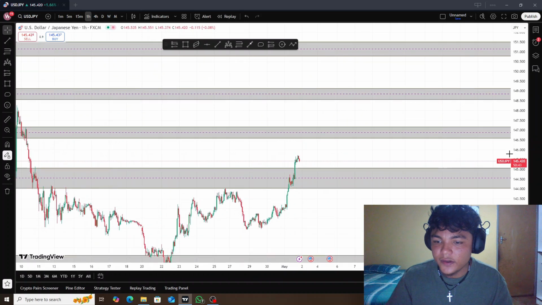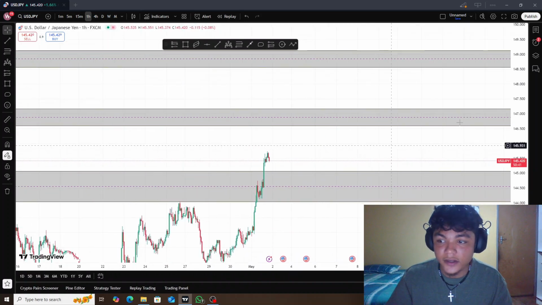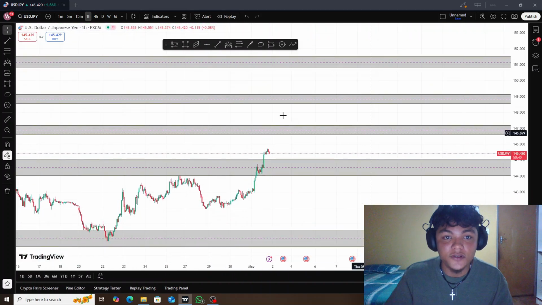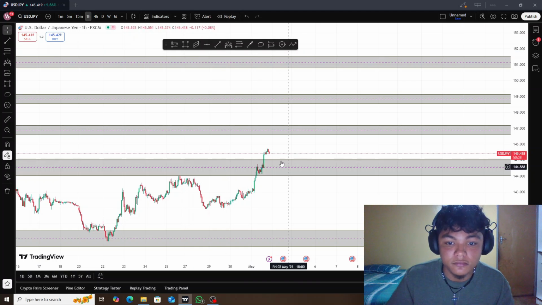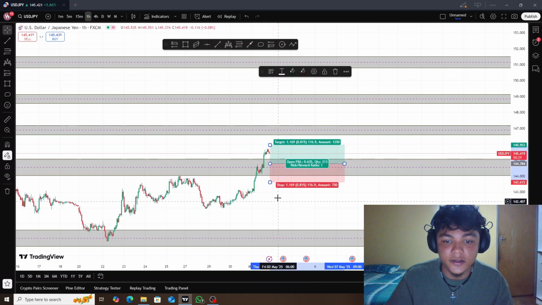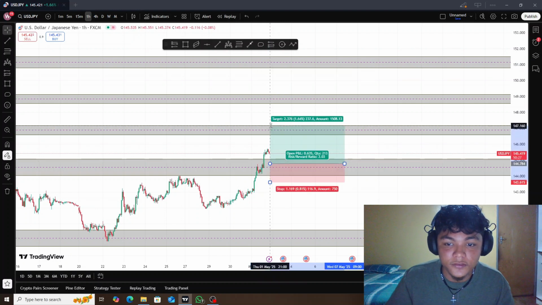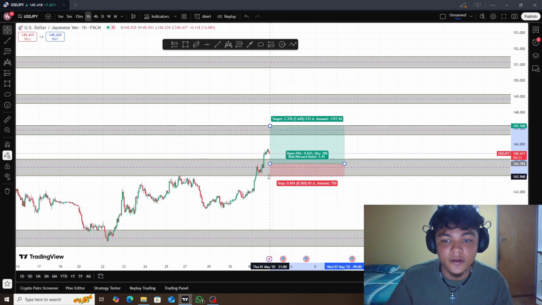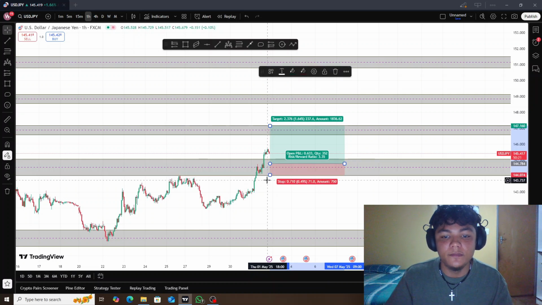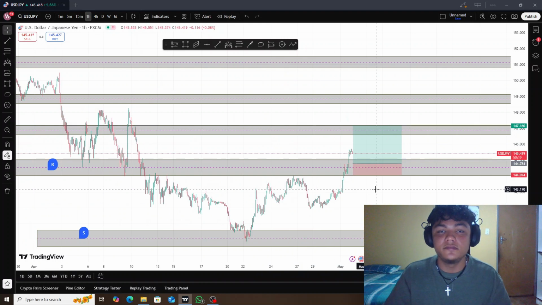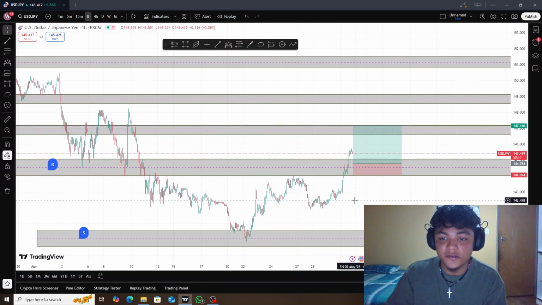So now guys, if I want to take a trade, I'm just gonna wait until the market comes to this resistance level. I'm gonna take my trade right here to that level. My stop loss just above, and that would give me a nice 1 to 3 risk to reward ratio.